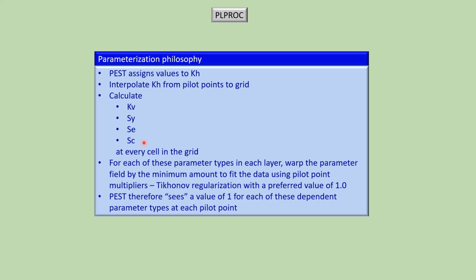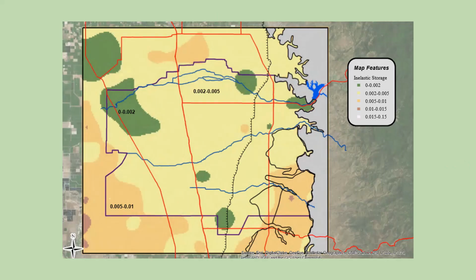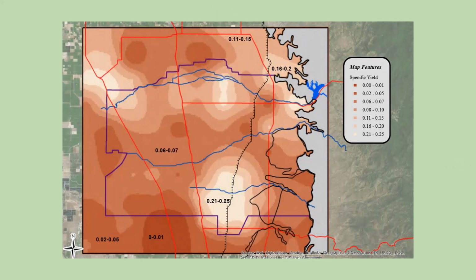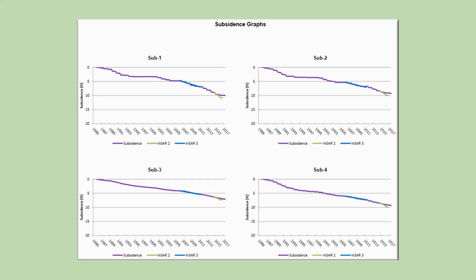So KH was estimated, and values for secondary parameters were calculated on a cell-by-cell basis, using multiplier arrays interpolated from pilot points. Those secondary parameters could be adjusted to fit the calibration data set. In doing so, maximum respect was paid to expert knowledge, but at the end of the day, a good fit was attained with the calibration data set. Parameter fields appeared to be quite reasonable, and good fits were attained. I'd now like to say a few words about where we actually put the pilot points.